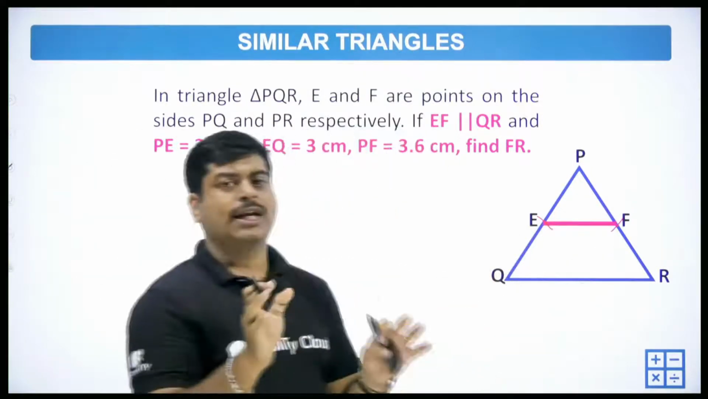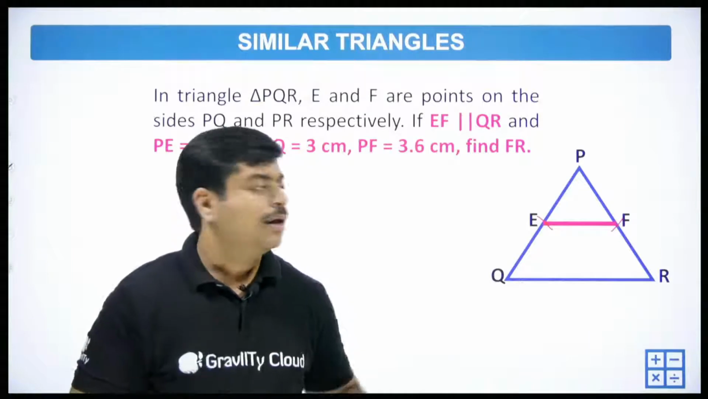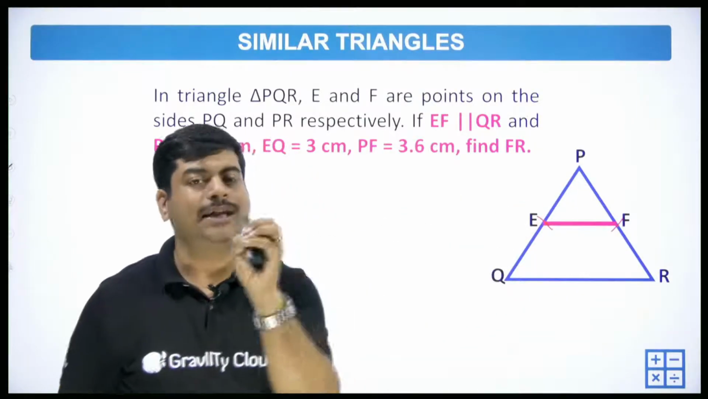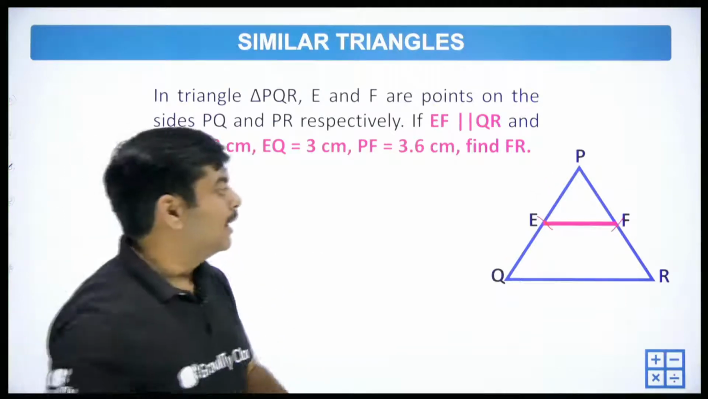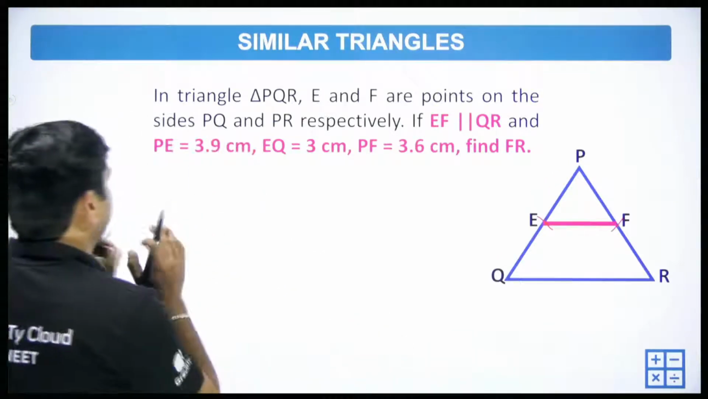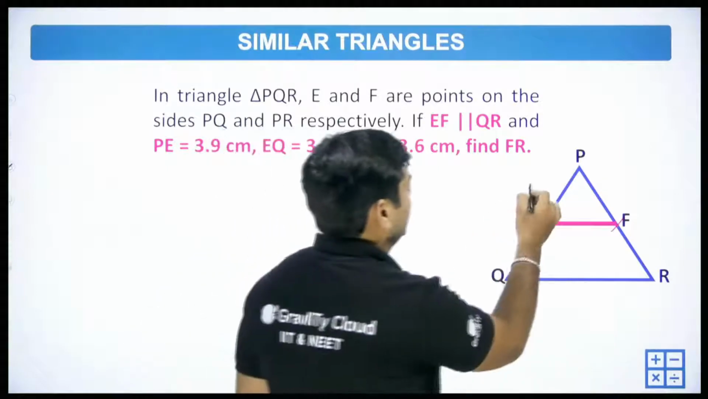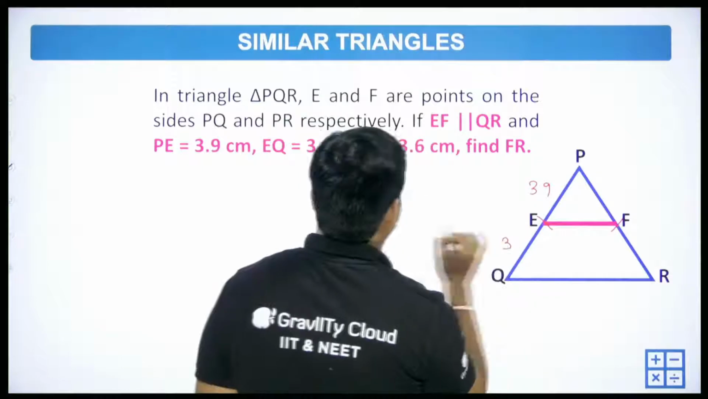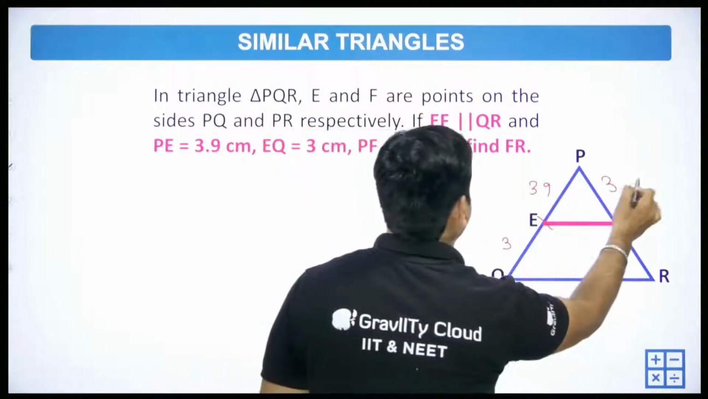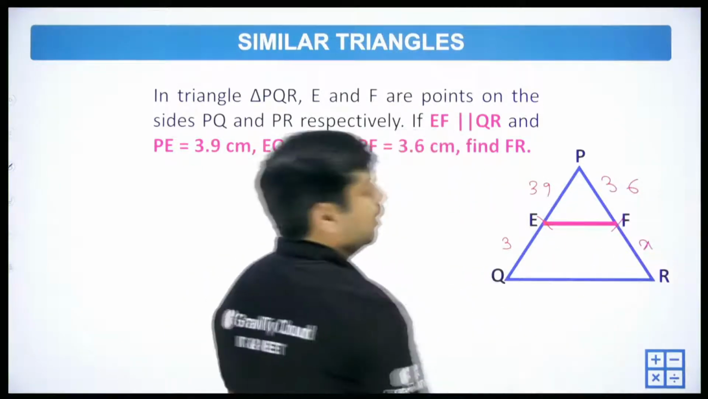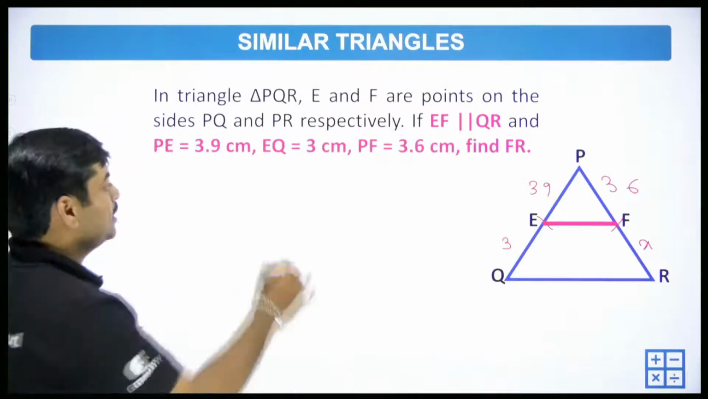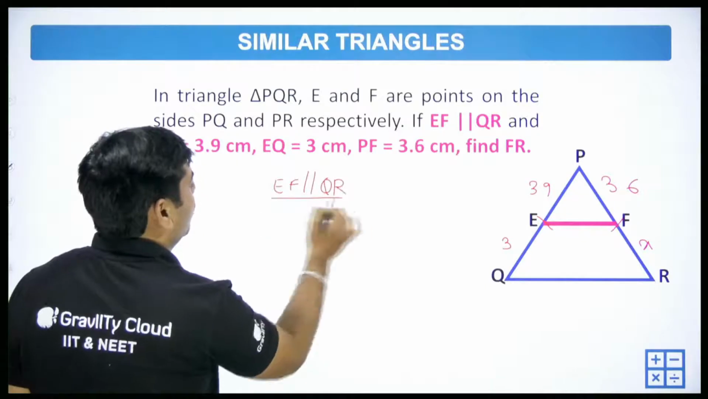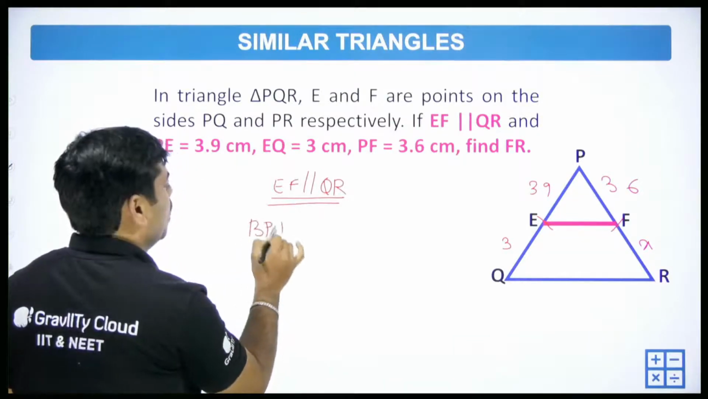It is enough to say that we can use the basic proportionality theorem. If these two sides are parallel, we can say that the basic proportionality theorem can be applied. What other information is given to us? PE is given as 3.9 centimeters. EQ is equal to 3 centimeters. PF is given as 3.6 centimeters. And we need to find FR. As it is given EF parallel to QR, we can directly apply the basic proportionality theorem.